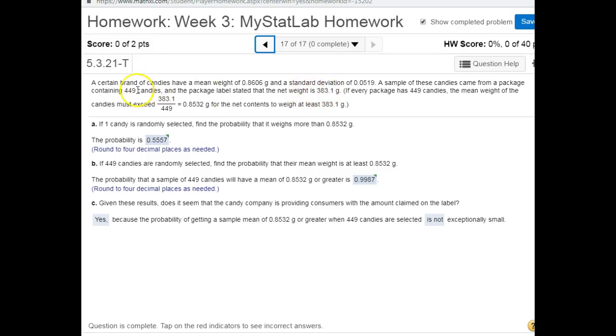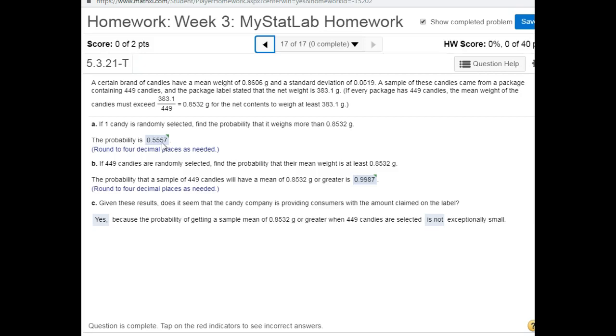And so to hit that result, if there's 449 candies for this problem that are in the package, each individual candy needs to have, and we get that by dividing the total weight by the 449, we get the weight that each individual candy would have to add up to, 383.1. And so if we randomly just select one, it has a right around a 55% chance of meeting that weight.